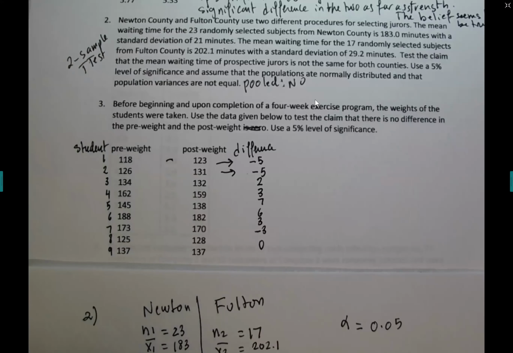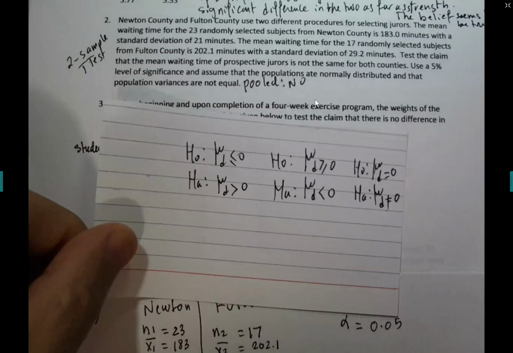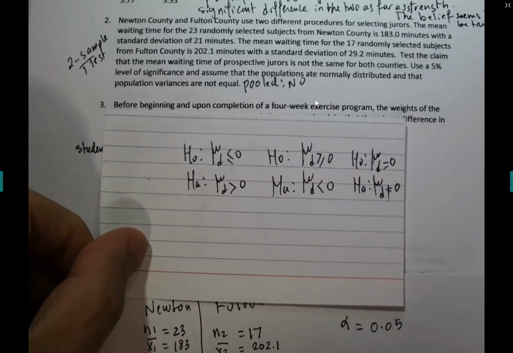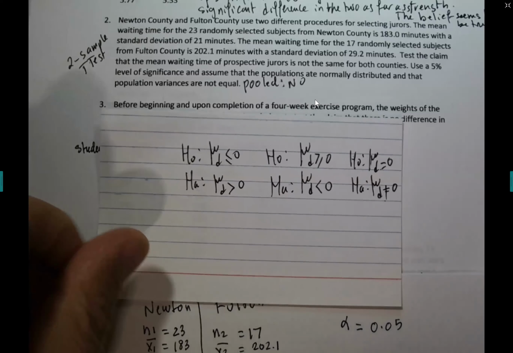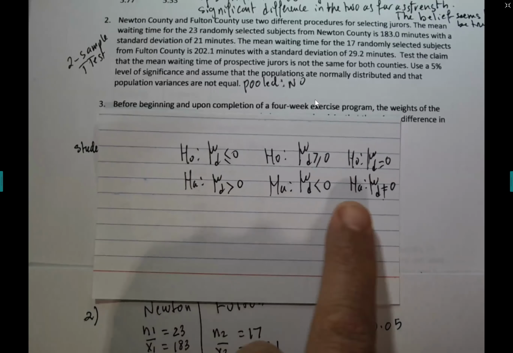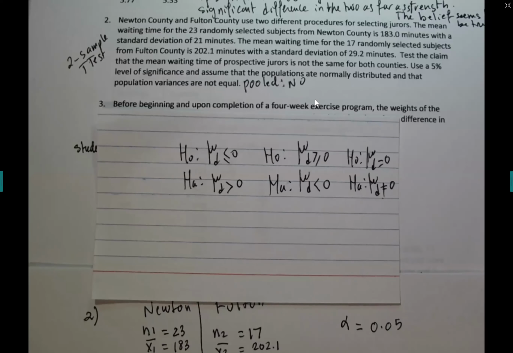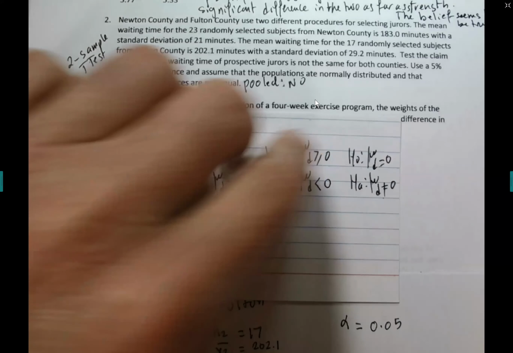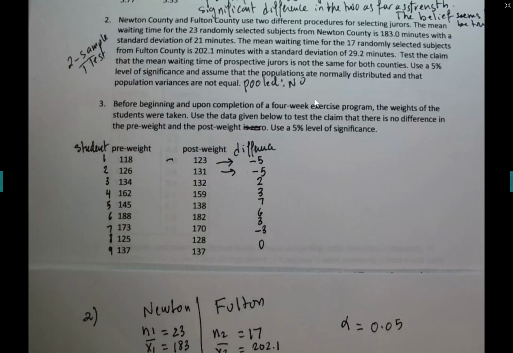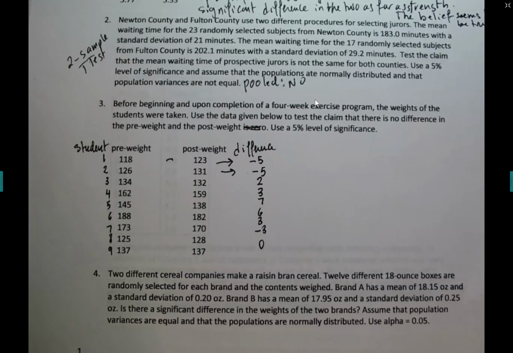Okay, guys, we have 3 scenarios. Tell me which one it is going to be. Test the claim that there is no difference. So would it be 1, 2, or 3? 3. And no difference means equal to 0. Difference means not equal to 0. So it's going to be 3, and the claim is going to be in H0. So this is going to go to L1.